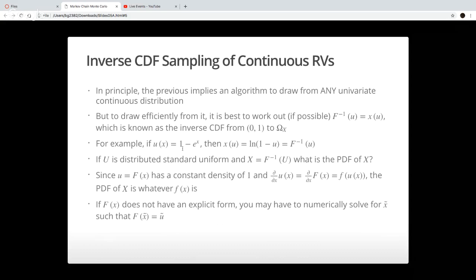Questions about the inverse sampling method, the inverse CDF sampling method? Or what that gets us?